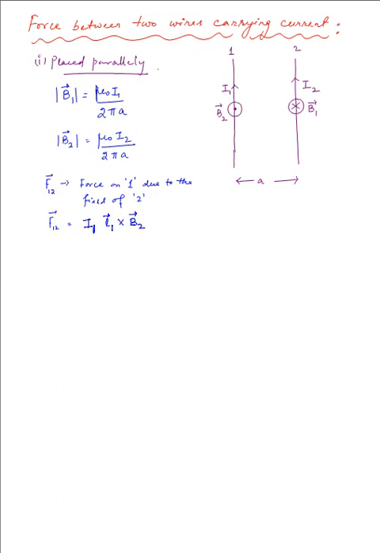Similarly, we have F21 to be the force on 2 due to the field of the first conductor, that is the field of 1. So we have F21 equal to I2 L2, let its length be L2, again we'll be considering that later, cross B1. Brackets are always important, let's put them.